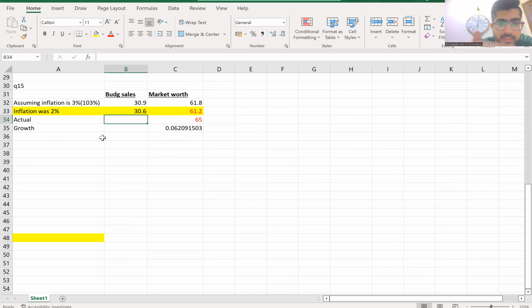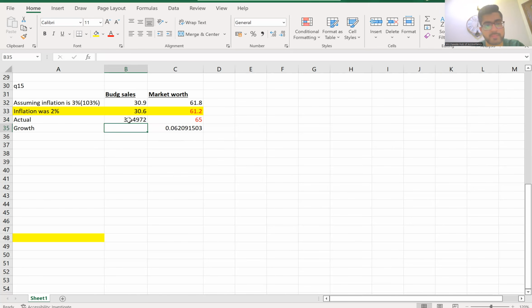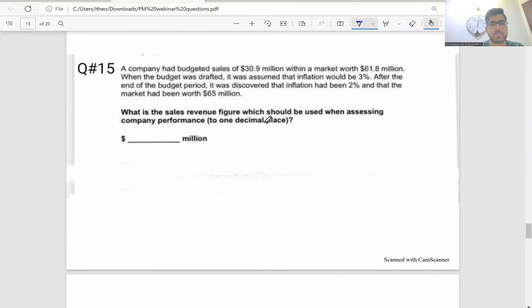Now, since market has grown from 61.2 to 65, 6.2%, your sales reasonable figure should also grow by 6.2%. So 30.6 should increase by 6.2%. It's 32.5 million approximately. What is the revenue figure which should be used?